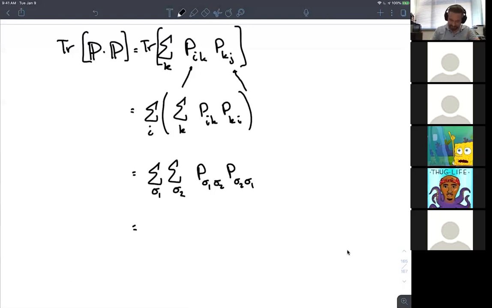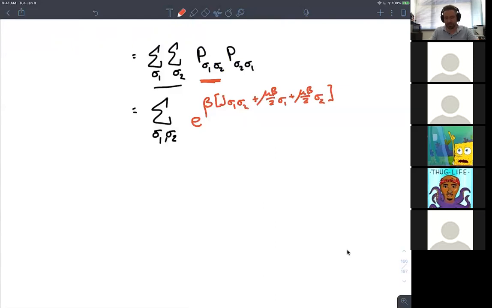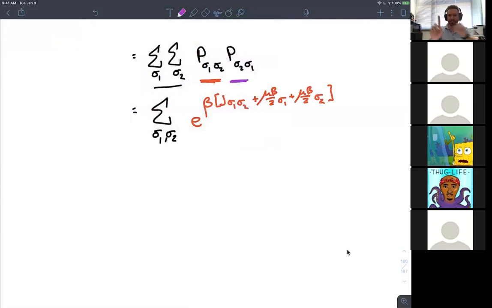Now let's write out what this is. I'm just going to write these two sums as a sum over both sigma 1 and sigma 2. This first P I will write as e to the beta J sigma 1 sigma 2 plus mu B over 2 sigma 1 plus mu B over 2 sigma 2. So that's my first P matrix. And this one is exactly the same thing, I just switch what I'm calling sigma 1 and sigma 2.